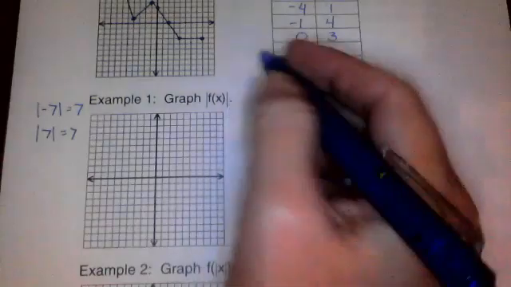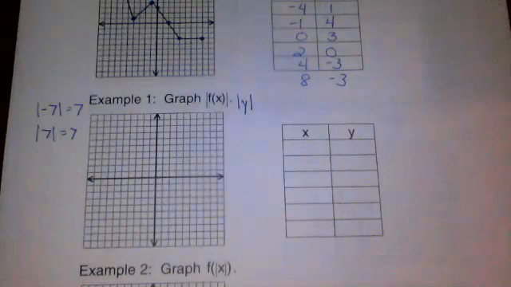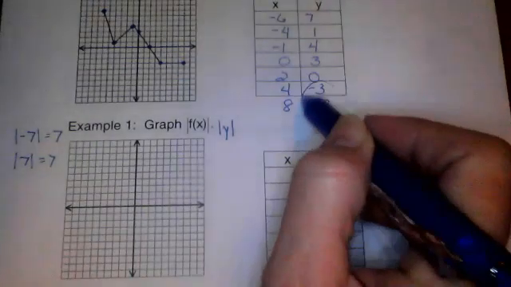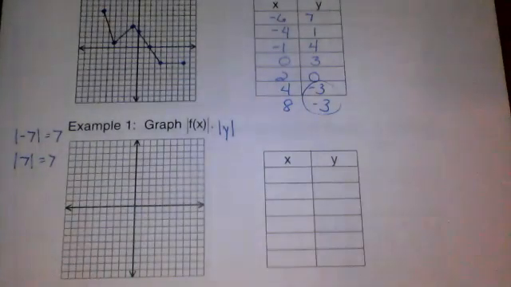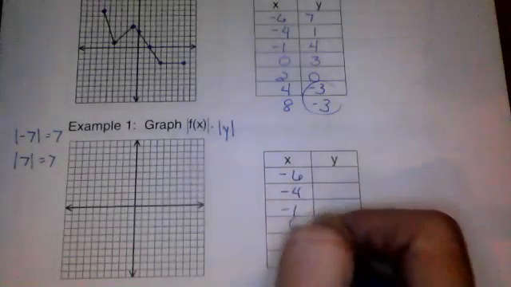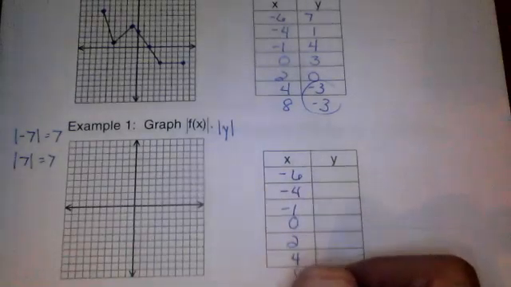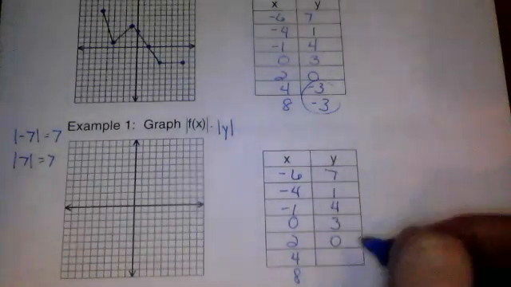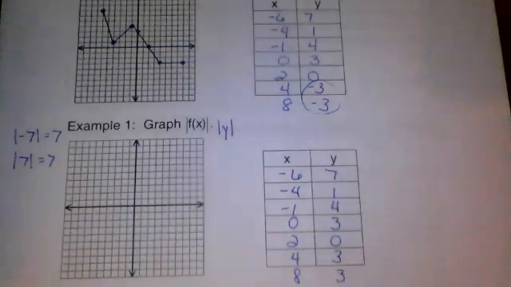And so what this is telling me is to take the absolute value of y. So in my y values in this chart, the only negative y values I have are the two at the bottom. And so we're going to make those y values positive. All the ones that are positive will stay as they are. So that's the only change we're making. The x's are going to stay the same. But this is going to be 7, 1, 4, 3, 0, positive 3, positive 3.